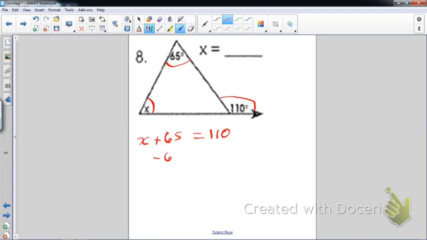And all I want to do is basically solve for X and then be able to know exactly what this angle is, right? So all I need to do now is take 110 minus 65, and it's going to give me that X is equal to 45 degrees. So X here is going to be 45 degrees.